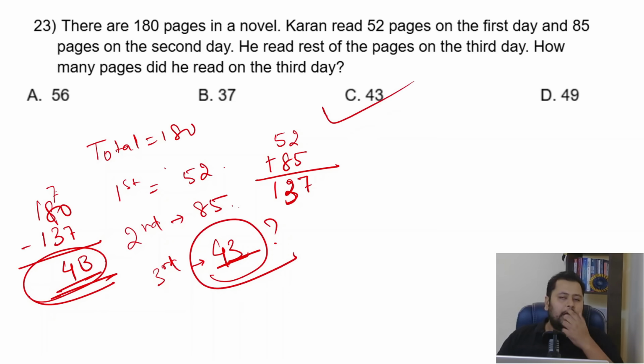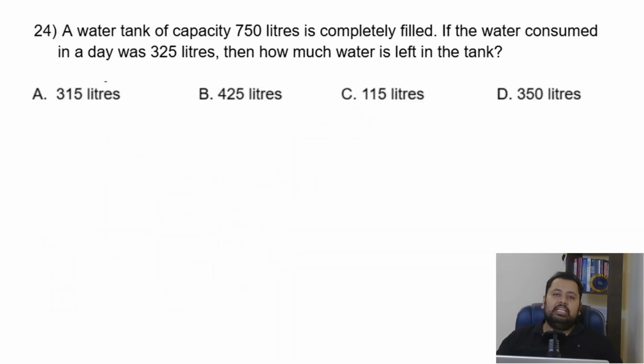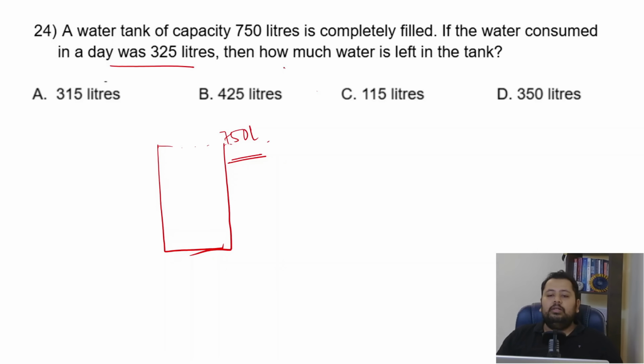Option C is your correct answer. Hope you got this one correct as well. If you did, give yourself a star. And now we move to question number 24. A water tank of capacity 750 liters is completely filled, right? So there is this tank of capacity 750 liters, completely filled. If the water consumed in a day was 325 liters, then how much water is left in the tank?